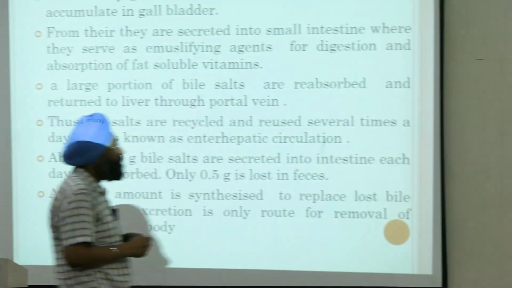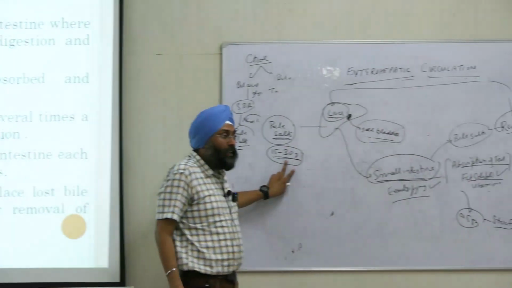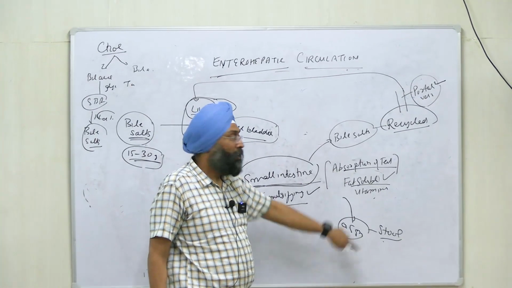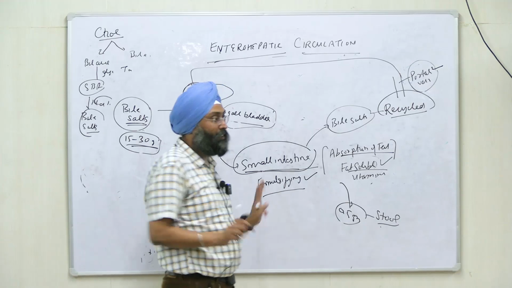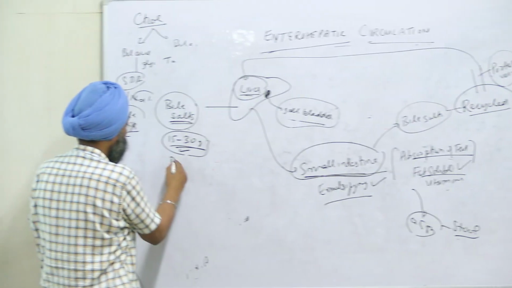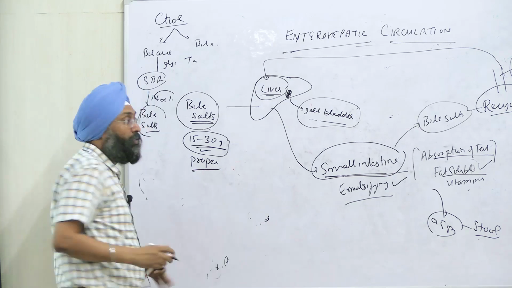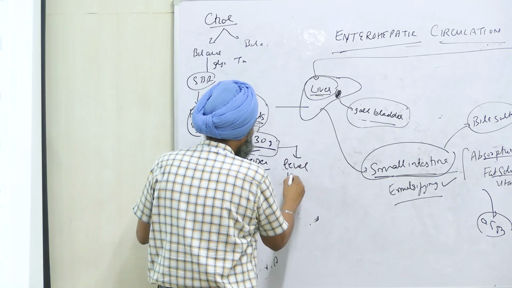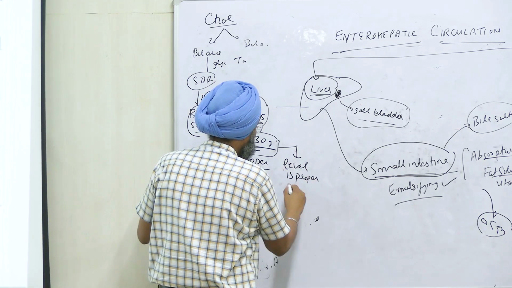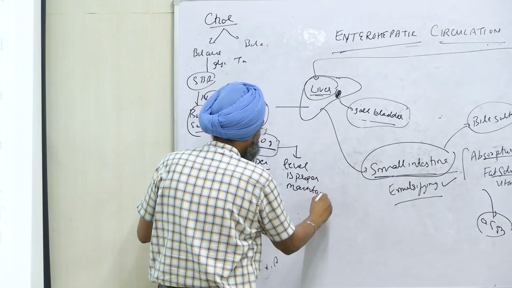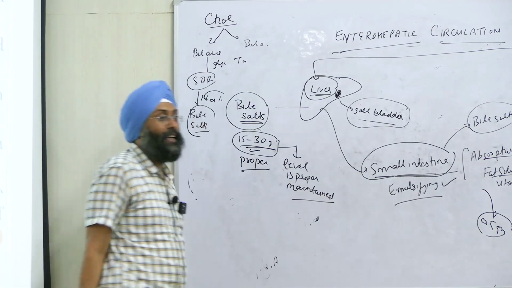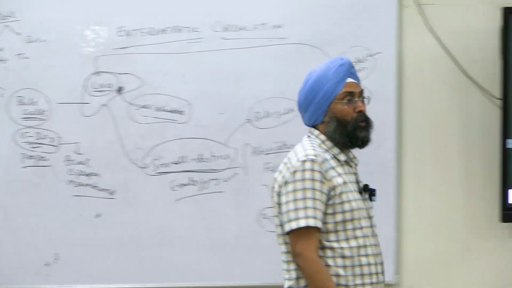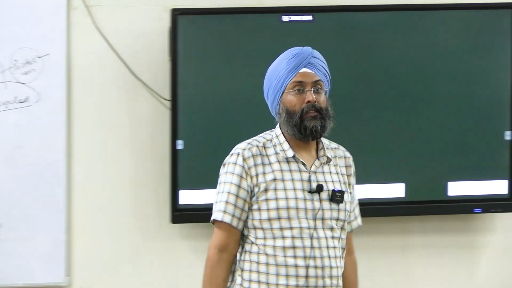And now 15 to 30 gram is daily excreted and 0.5 gram is lost in stool. The rest is recycled again and resynthesized to maintain this level properly. Now what will happen when this level is not properly maintained? Tell me, anybody who can guess? Anybody who can try? Backbenchers?